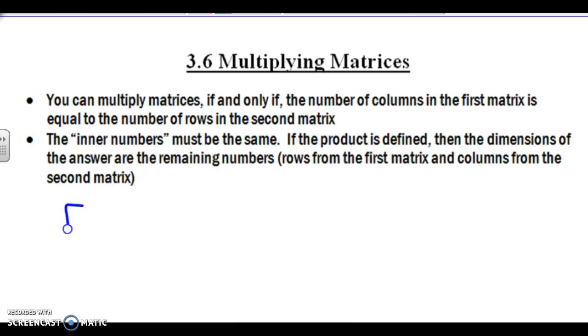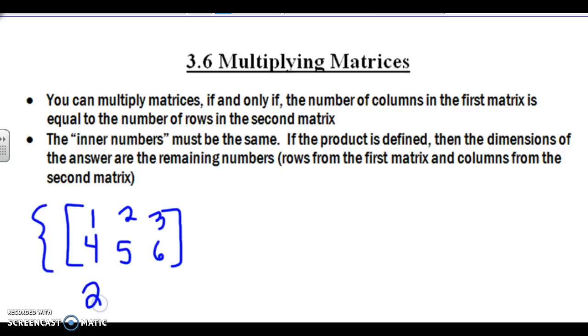We talked about how a matrix is identified. Let's just go 1, 2, 3, 4, 5, 6. And the size of the matrix is determined by rows, which is this way, 2, by columns this way, horizontal by vertical. So this is a 2 by 3 matrix.